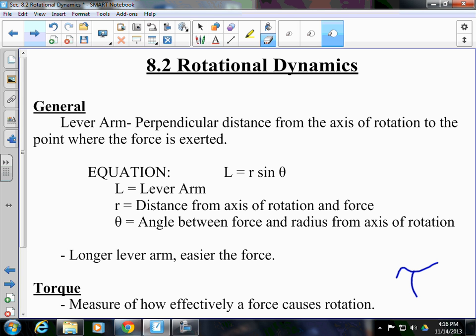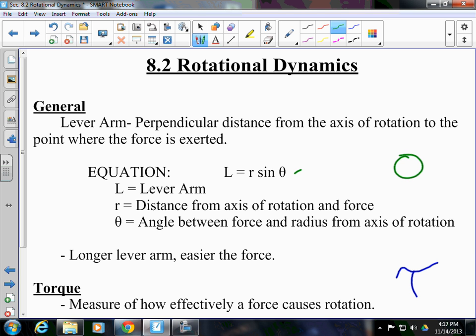So if we wanted to figure out the distance of the lever arm, our first equation here is L is equal to R times sine of theta. L is the lever arm. R is the distance from the axis of rotation and the force. And theta is our angle between the force and the radius. Now, a lot of times when you're doing problems in the book, if it doesn't mention a theta value, you can assume it's at 90 degrees.